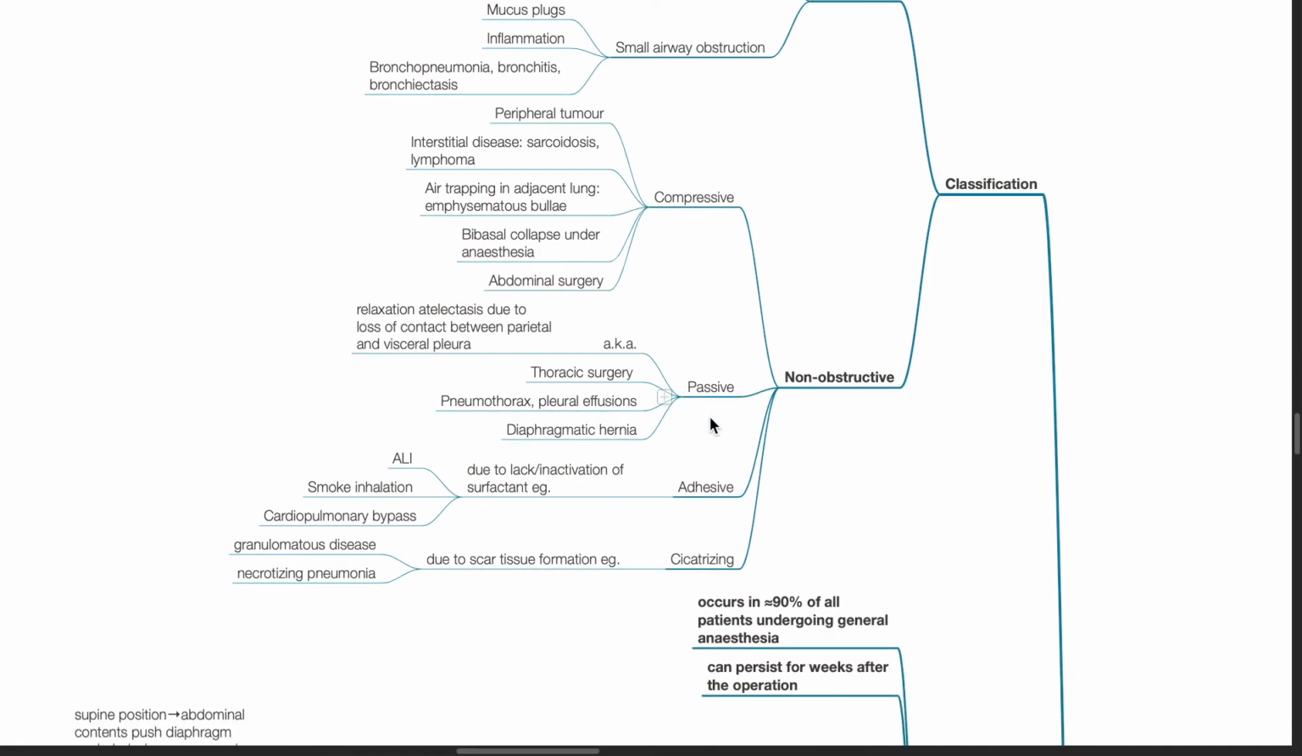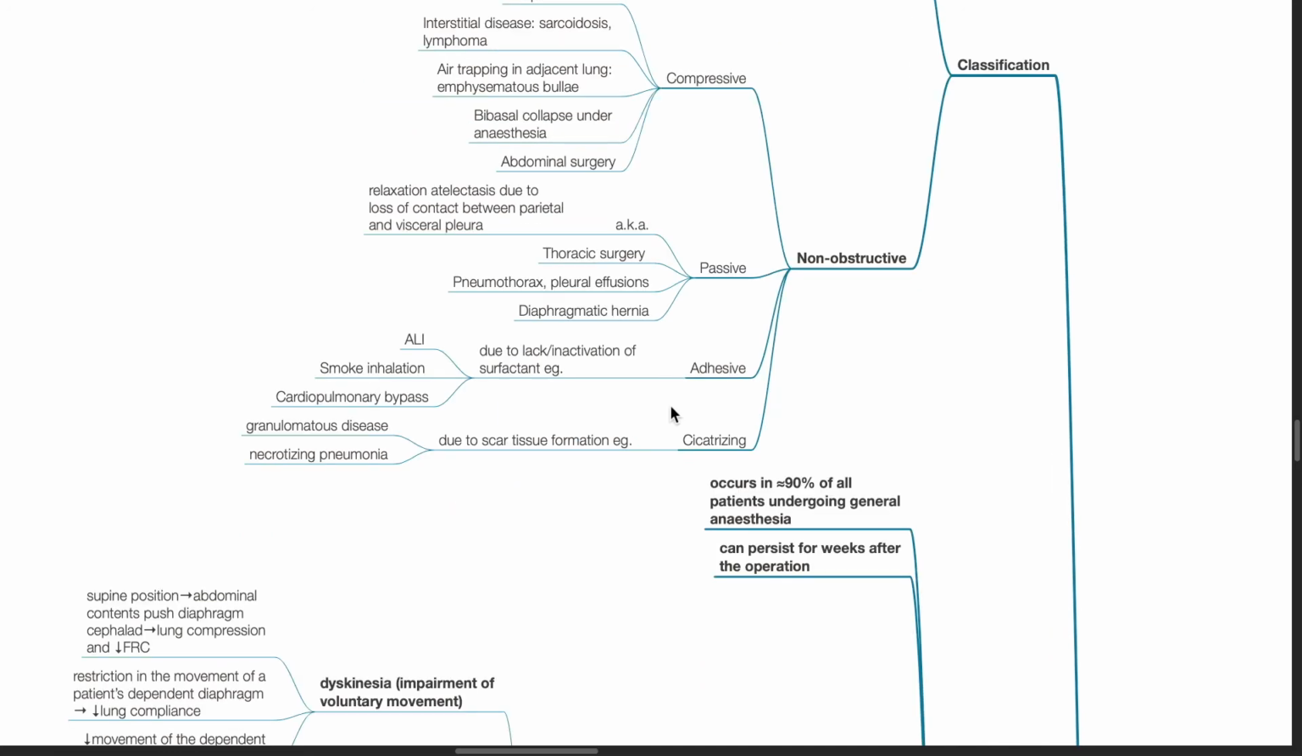Passive, also known as relaxation atelectasis, due to loss of contact between parietal and visceral pleura, can be caused by thoracic surgery, pneumothorax, pleural effusions, and diaphragmatic hernia. Adhesive causes are due to lack or inactivation of surfactant, such as during acute lung injury, smoke inhalation, and cardiopulmonary bypass. Cicatrizing causes are due to scar tissue formation, such as in granulomatous disease and necrotizing pneumonia.